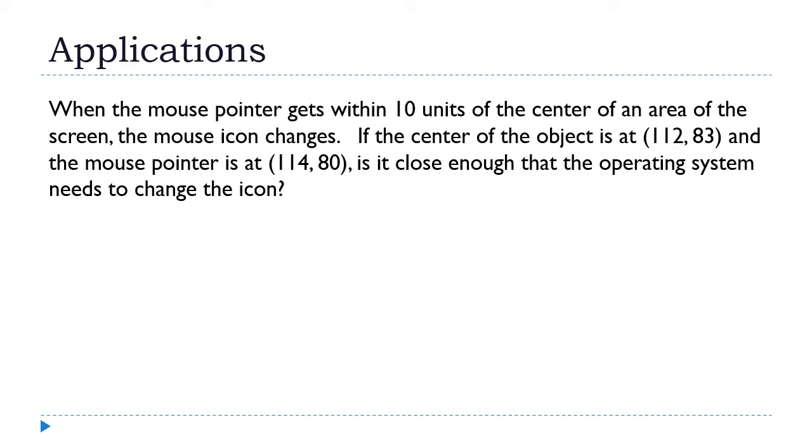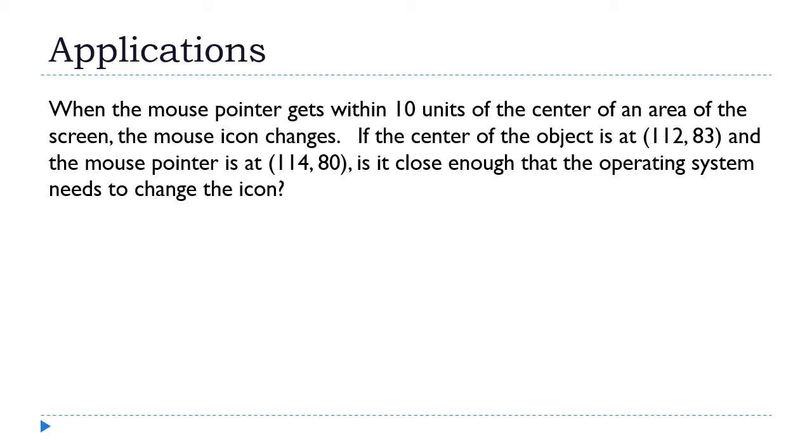So what I have here is a situation that we see in software development. You notice that if you've got your computer open and you move your mouse around, sometimes the mouse changes, right? When you get over a hyperlink, for example, your mouse changes from an arrow pointer to a hand, maybe to some other kind of pointer to indicate you've crossed into a special area of the screen. So that's what we're talking about here, right? When a mouse gets within 10 units of the center of an area.